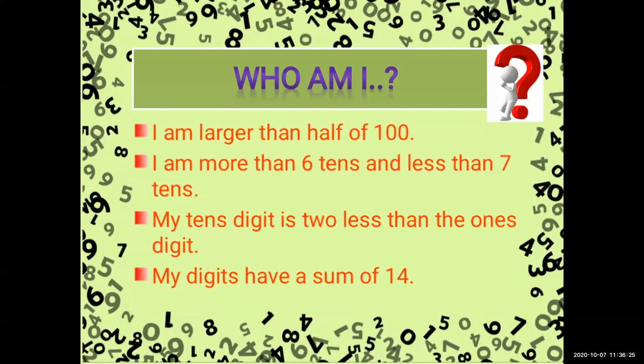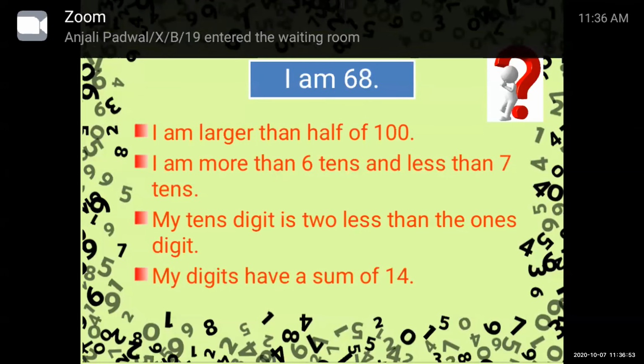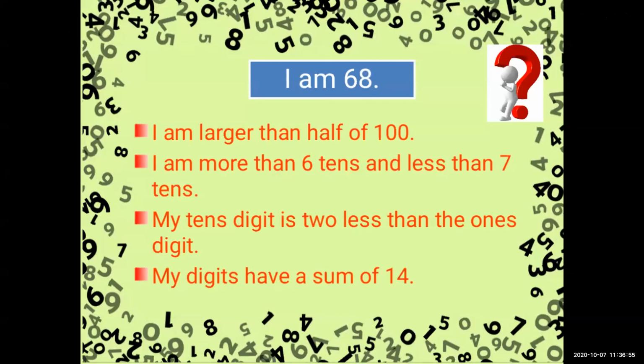Let's see the answer. What is the answer? Yes, I am 68. Correct. Neeraj, it is 68. So Group B has qualified for the third round. Sorry, Group A. Okay. But no doubt you have played well. Everyone at home can clap for you because you have taken part. But Group B has done well and they have given the answer.